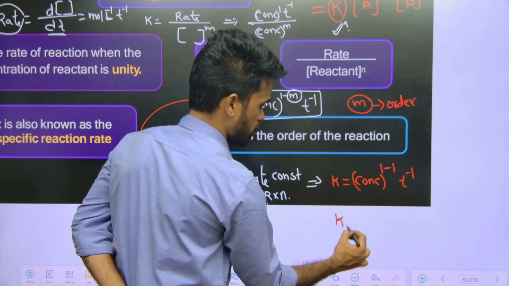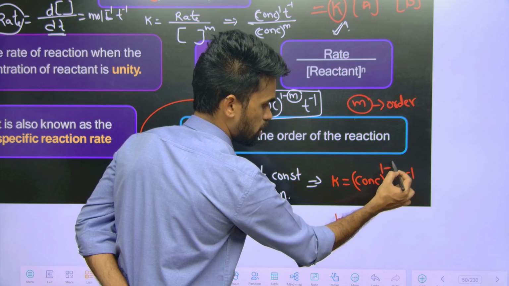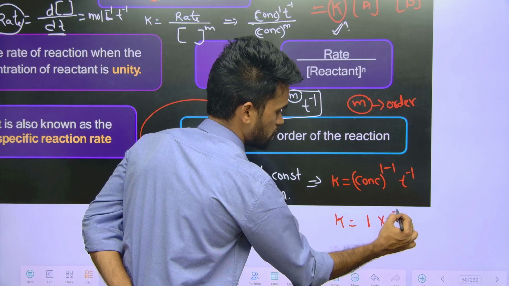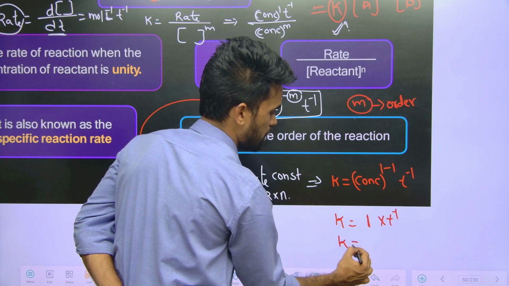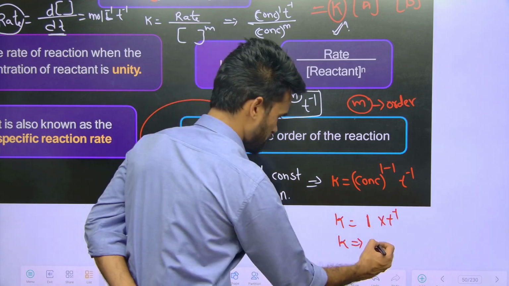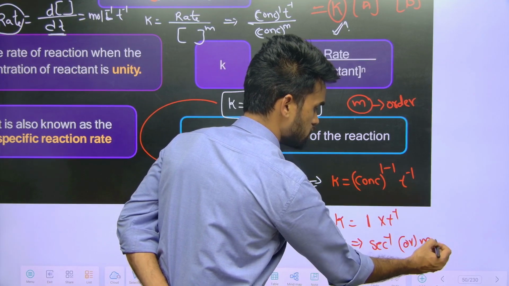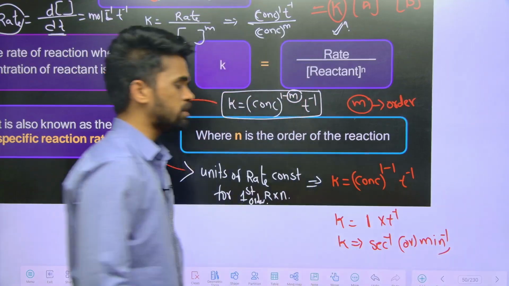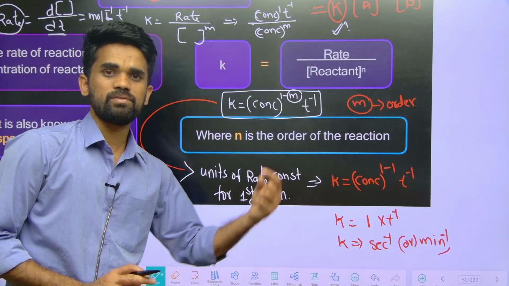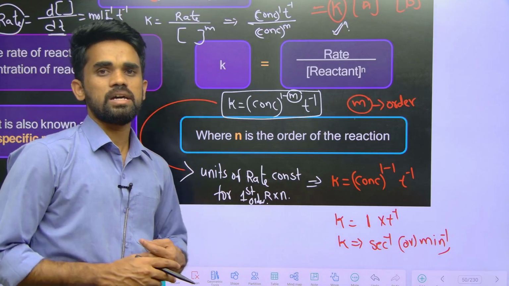So finally what are we going to have? Concentration to the power 1 minus 1, 0, na? Something power 0 is 1. So into time inverse. So time inverse means, finally, what is the unit for first order rate constant? It is just time inverse, like second inverse or minute inverse or hours inverse. Like this we are going to get our answer in terms of second inverse, minute inverse, hours inverse, like that. Okay, so this is the unit for first order rate constant.